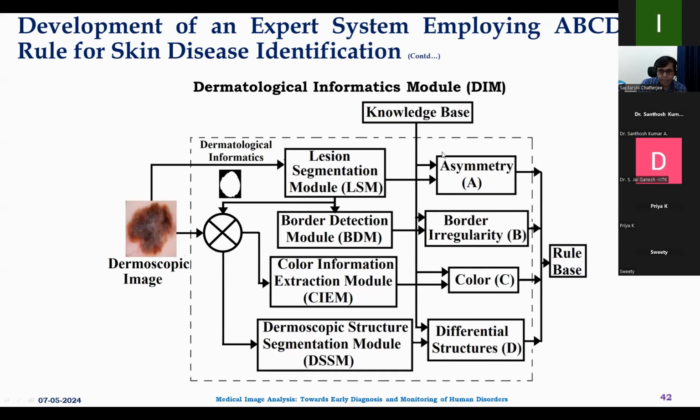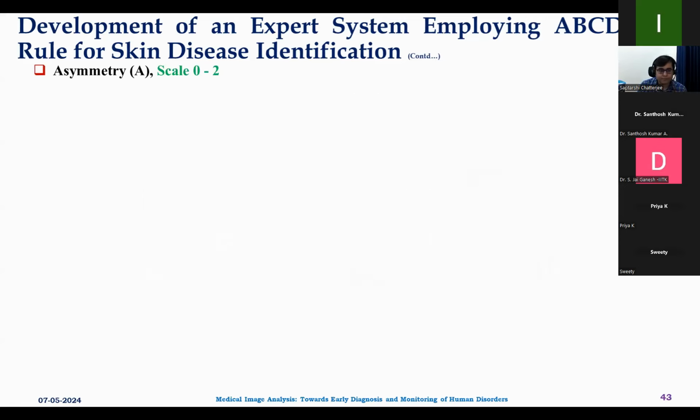So after these four algorithms, we need to identify the asymmetry A from the segmented image, then the border irregularity B, and the color C. These all are quantified values, the A, B, C, D parameter values, right? And then based on those parameters, we have to determine the TDS, and finally make the decision whether it is malignant, benign, or any suspicious category.